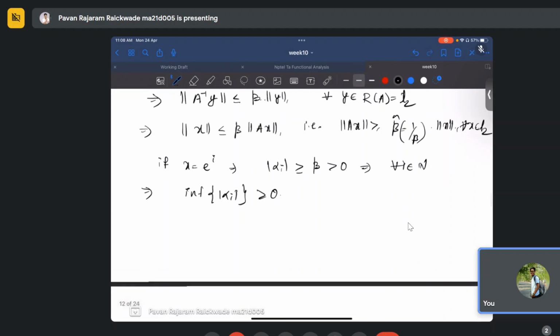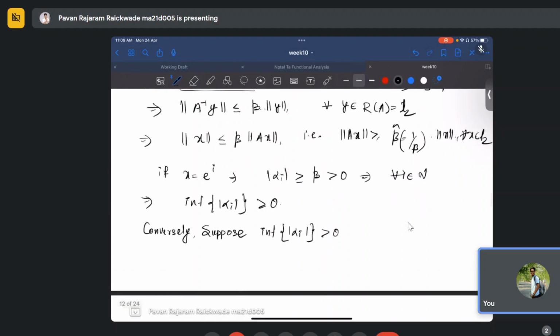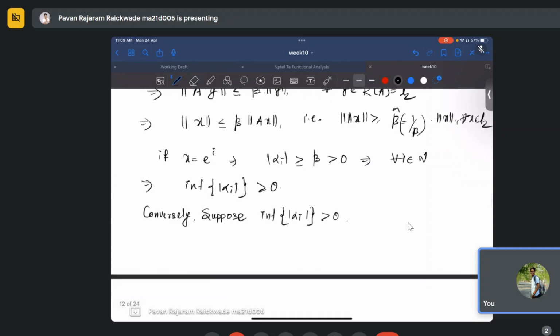Okay, so let's see the other one. Now the converse. Suppose the infimum of modulus of alpha i is positive. We want to prove that the operator A defined above is invertible. So let's see if it's one-one and onto. If it's one-one and onto, then we are done.